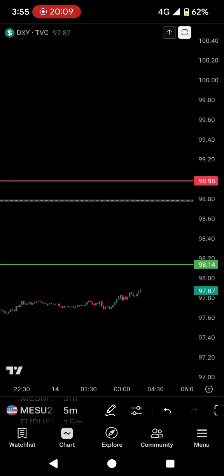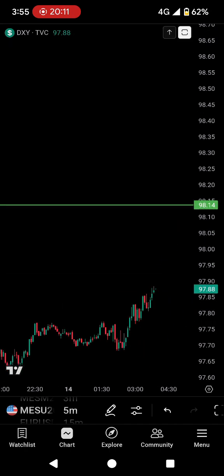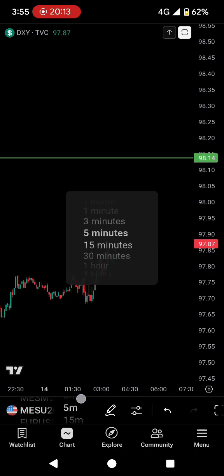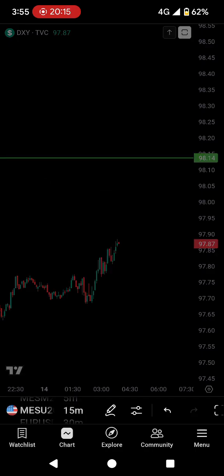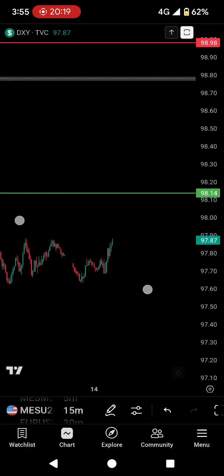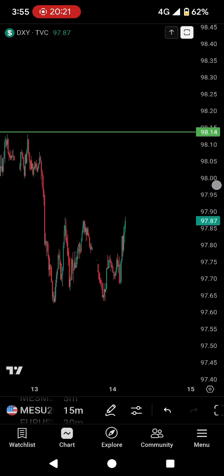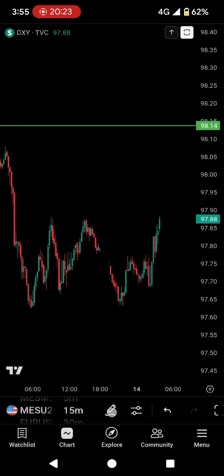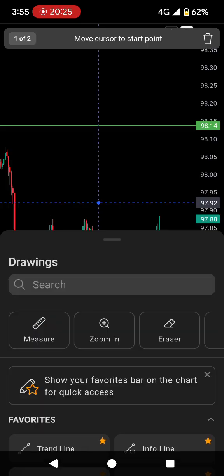When dollar looks firm to the upside, if you look at the 15-minute chart, we have this super clean sell side.